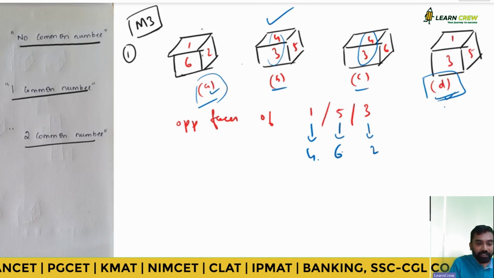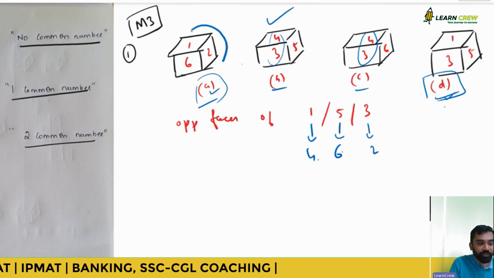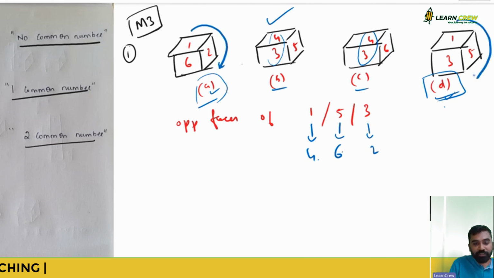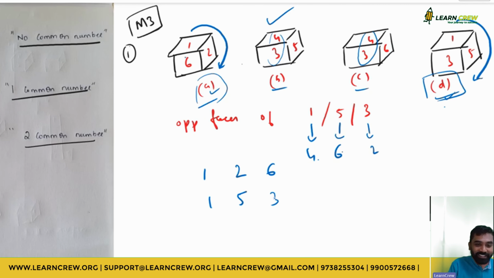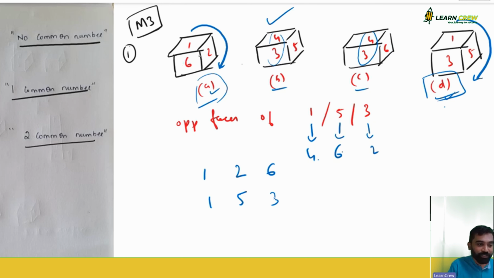If I'm taking A and D, the common term is 1. So I'm starting from 1 in the clockwise direction. This is going to be 1, 2, 6. This is going to be 1, 5, 3. Okay. It's going to be 3 here. Okay, fine. For that's the reason you got confused. Okay, wait. So let me take it in a different way. 1, 2, 6 is going to be 1, 5.